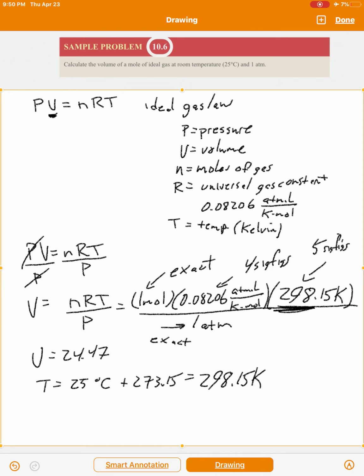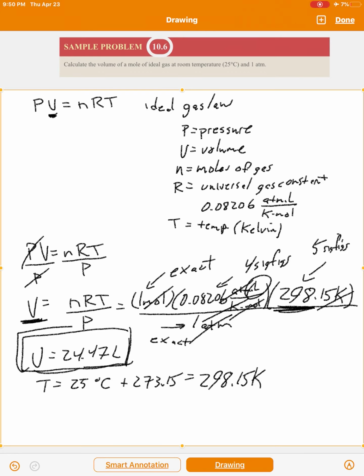What are the units going to be? Well, we would expect them to be liters, right? It's the volume. Let's see if we do. Moles and moles cancel. Kelvin and Kelvin cancel. Atmospheres and atmospheres cancel. Liters is the only thing. So there we go. And that is a famous numerical result. What it says is if you have an ideal gas and you have a pressure of 1 atmosphere at 25 degrees Celsius, and it's 1 mole, you're going to get a volume that's around 24 liters.